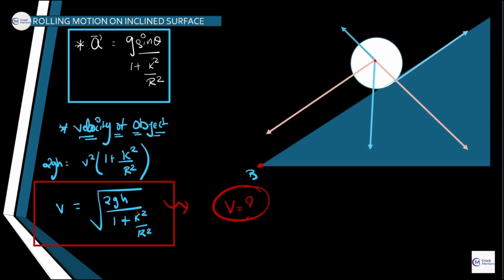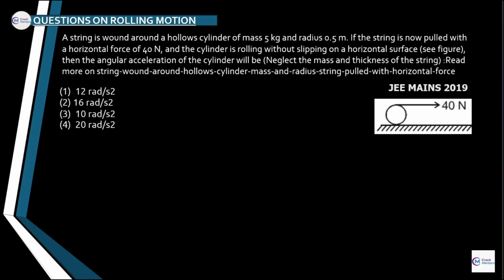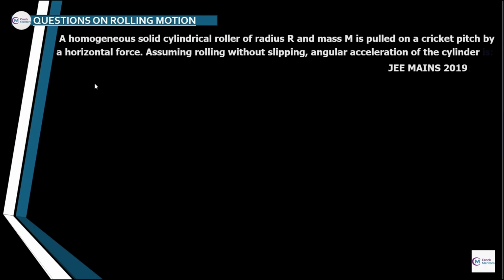Now we have so many questions, so let's get started with them. First of all, there are some questions which I want to mention. A homogeneous solid cylindrical roller of radius r. This is a JEE 2019 question. You can check it as well. A homogeneous solid cylinder roller of radius r and mass m is pulled on a cricket pitch by a horizontal force. Assuming rolling without slipping, the angular acceleration of the cylinder is.